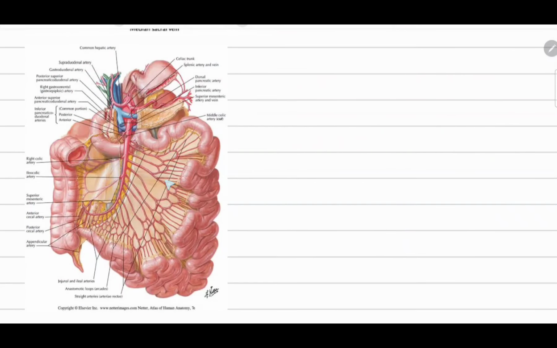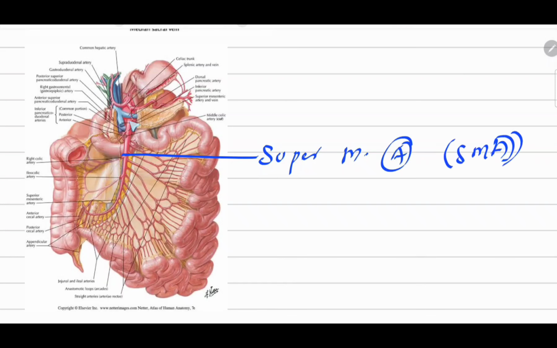Next, just look at this picture. Can you identify the structure? This structure you are seeing is the superior mesenteric artery, SMA. Superior mesenteric artery is a branch of the abdominal aorta. And this structure here is the left renal vein. You can see that the superior mesenteric artery arches over the left renal vein.